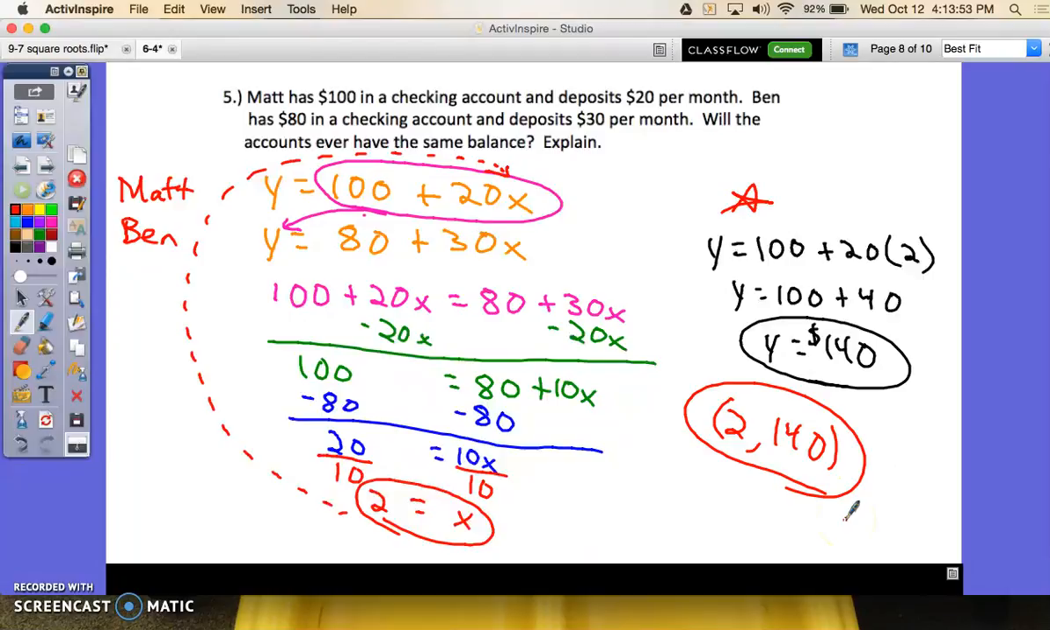Now, here's a way to think about solving this mentally. I like to do this a lot because, yes, it's great to be able to set up an equation, but can you actually reason what the problem is asking for? Take a look at 20 and 30. We know that Ben has to make up $10. Matt is going to be $10 lower each month, but he starts $20 higher. So we need to make up $10 twice to make up for that $20. There's that 2, which represents the 2 months. So problems definitely are able to be done mentally. Obviously, we want to be able to set up this system to be able to solve it.